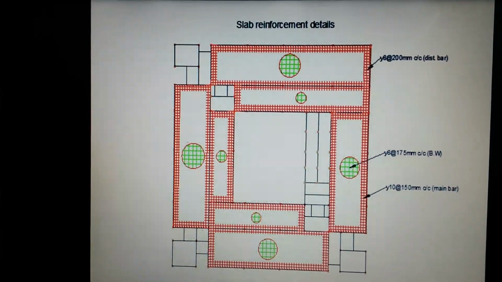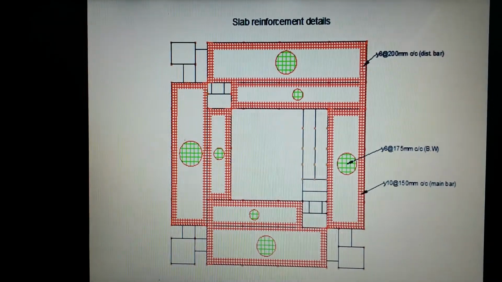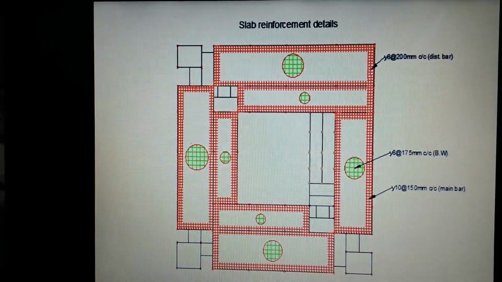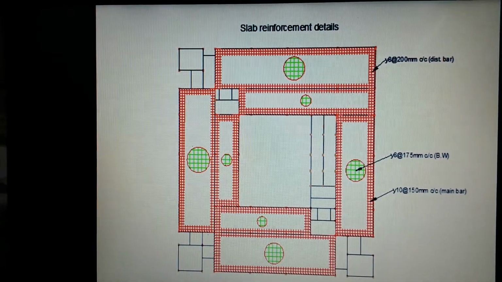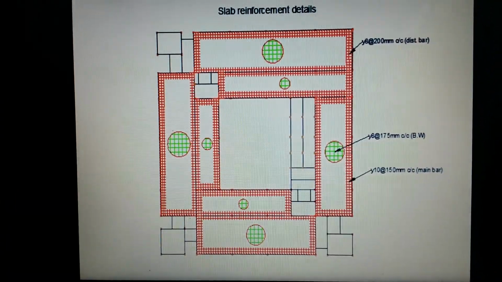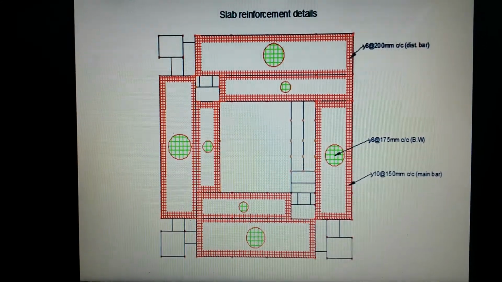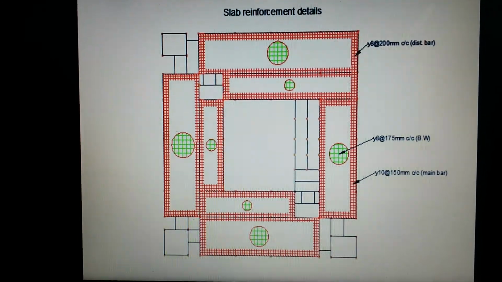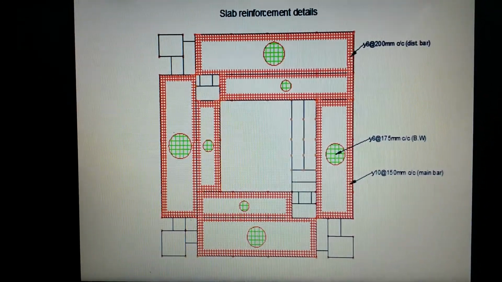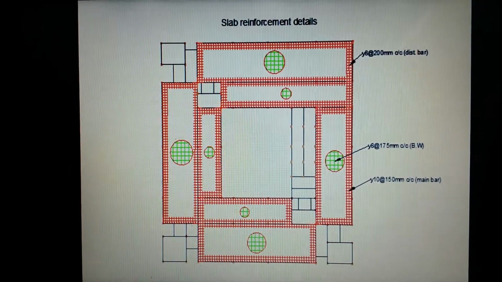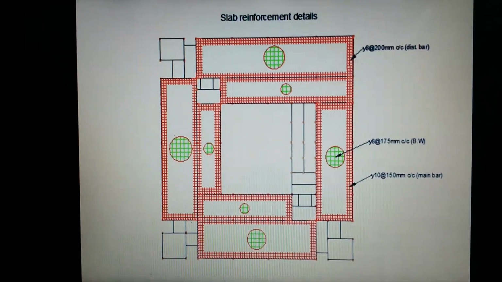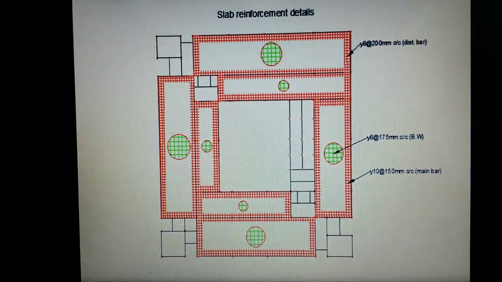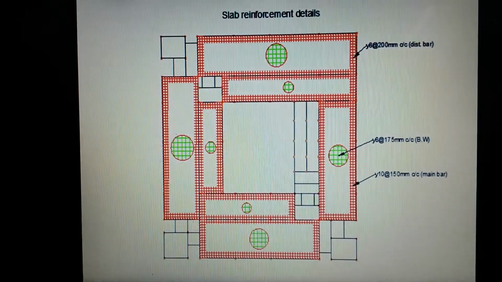This is the rebar details, where the rods in red color are the bottom reinforcement and the green color is the top reinforcement. We have provided 10 mm dia bars at 150 mm center to center as the main bars, and 6 mm dia bars at 200 mm spacing as distribution bars, while for the bottom reinforcement, 6 mm dia bars at 175 mm center to center spacing are given both ways.